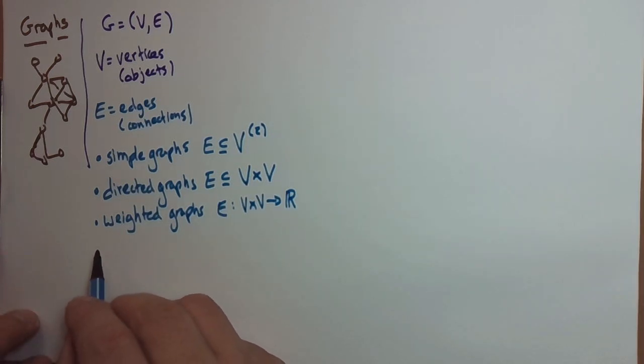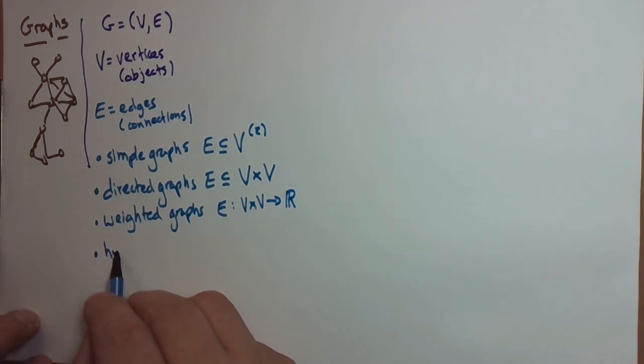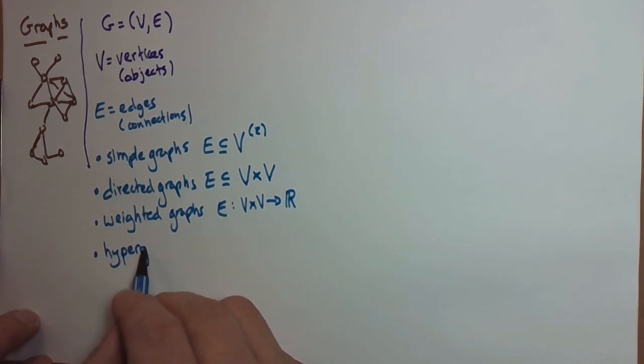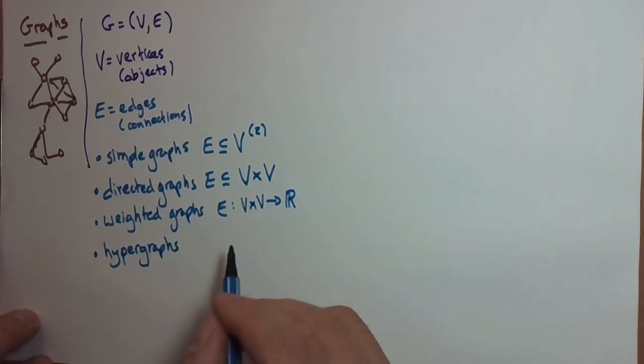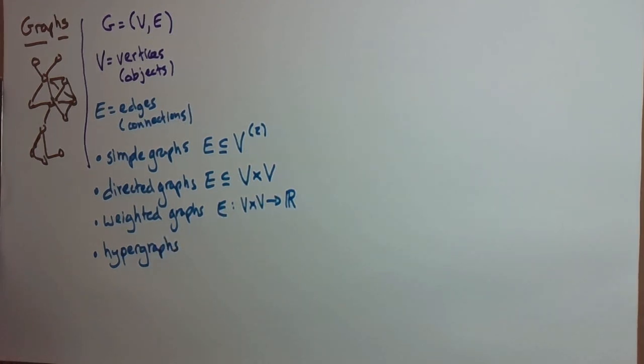Well, what else can we have? Hypergraphs. Now, hypergraphs get interesting. What's a hypergraph? I guess I should define that. It's where edges can have more than 2 vertices. So this is a case where edges aren't just 2-element sets. They could be 3-element sets. That's a 3-hypergraph. Or you could have 4-element sets.